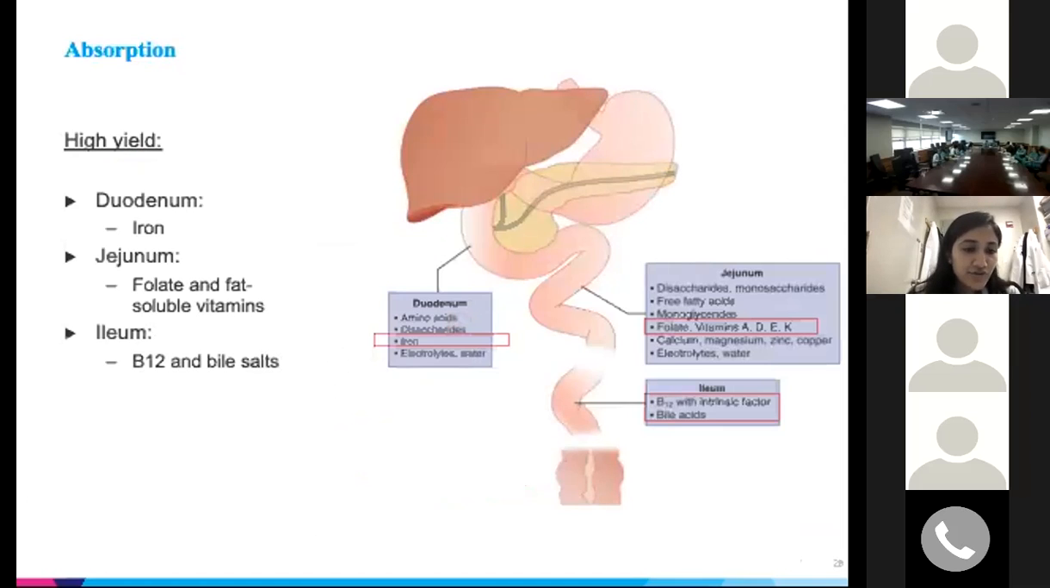And then every year, there's almost always a question on the ABSITE about where certain nutrients are absorbed. The high yield takeaway is that iron is absorbed in the duo. Folate and fat-soluble vitamins are absorbed in the jejunum, and B12 and bile salts are absorbed in the ileum.